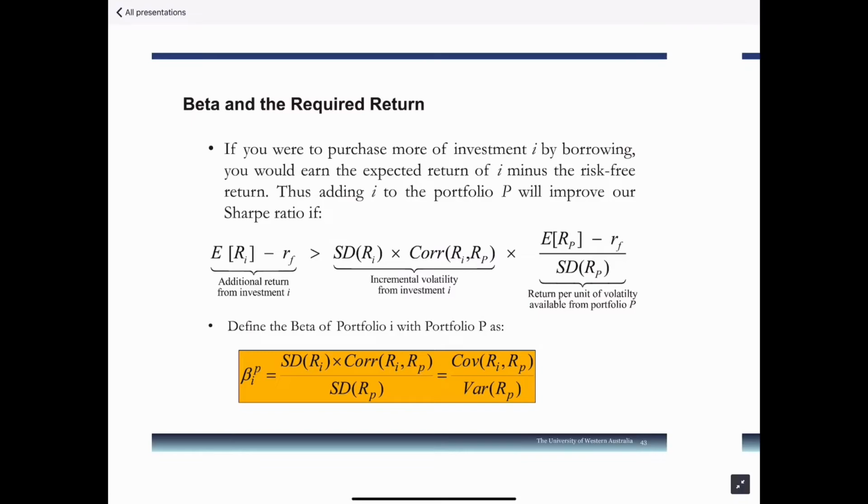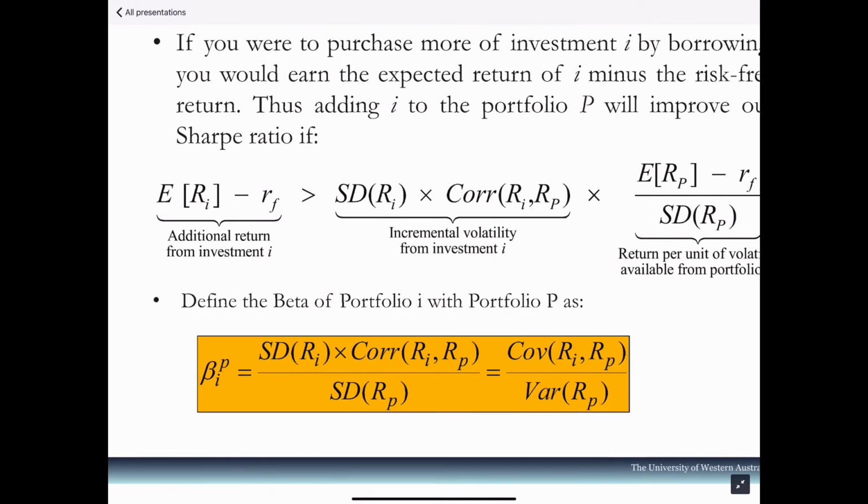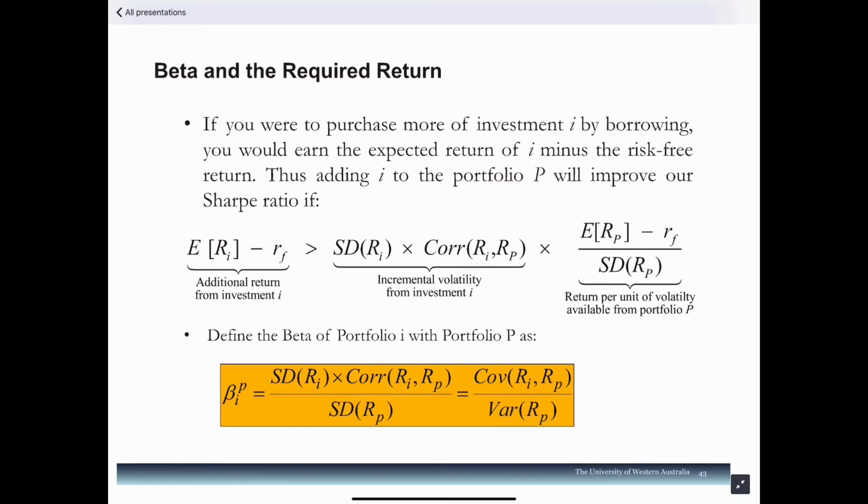So now let's define a beta of portfolio I with portfolio P as this. The beta of portfolio I with portfolio P is defined to be the standard deviation of RI times the correlation of RI, RP over the standard deviation of RP, which is the same as the covariance of RI, RP over the variance of RP. Because if you multiply both sides by the standard deviation of RP, the bottom becomes the variance of RP, the top becomes the covariance of RI, RP. Right? You can see that I'm going very slow here because it's very important. We are jumping really fast actually, but it's very important for you to get the intuition behind this, which then leads on to a Nobel Prize winning framework.